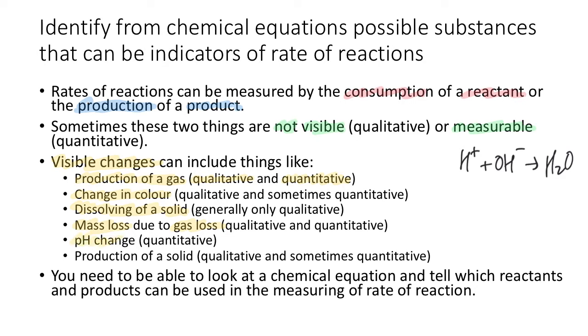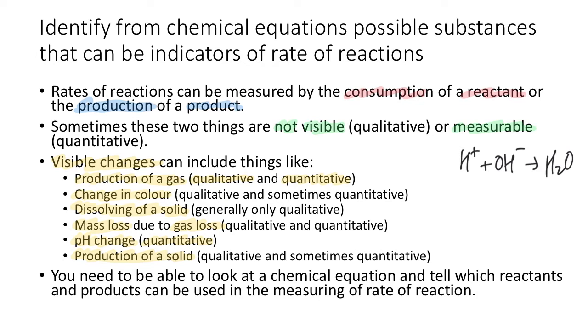You can do a pH change, which is only quantitative, not really qualitative, because you can't see that. You just get a pH meter and see what the pH is after X amount of time, and then again after another X amount of time, and so on. Or you can look for the production of a solid, like a precipitation reaction. That can be qualitative and sometimes quantitative if you do it right.